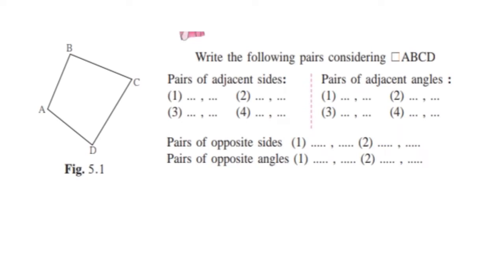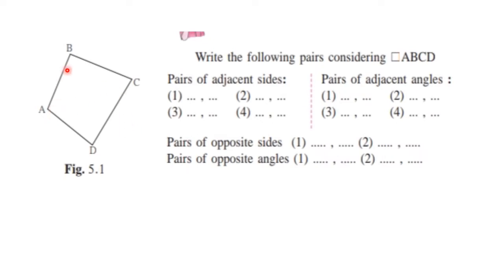This is a diagram of a quadrilateral ABCD. Whenever you are naming any figure, you have to go either clockwise or anti-clockwise. Here it is named ABCD. The question says: write the following pairs considering the quadrilateral ABCD. Pairs of adjacent sides. Adjacent sides are beside each other and have a common vertex.